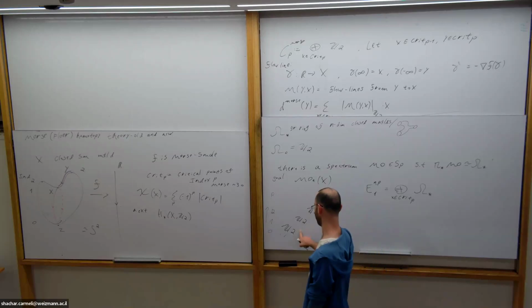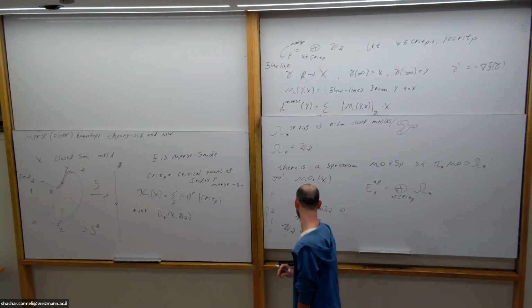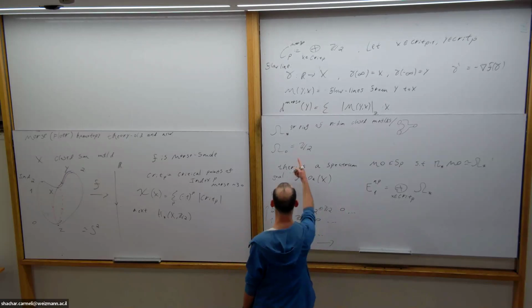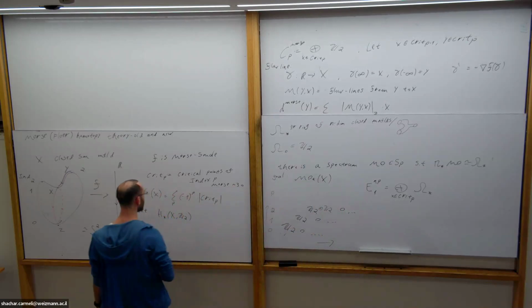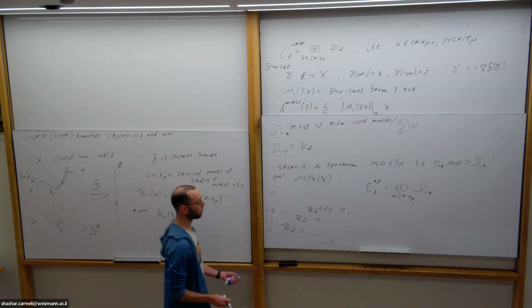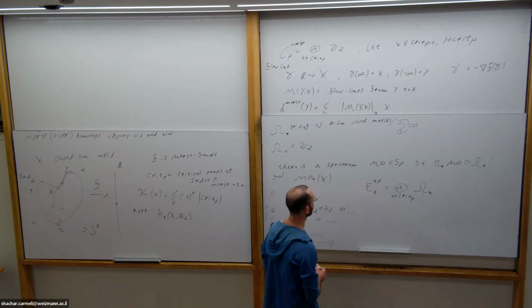And like here we have, what is the second one? It's 0. And so on, like all the higher bordism groups. And now I need to tell you two things. What is the rth page and what is the differential?